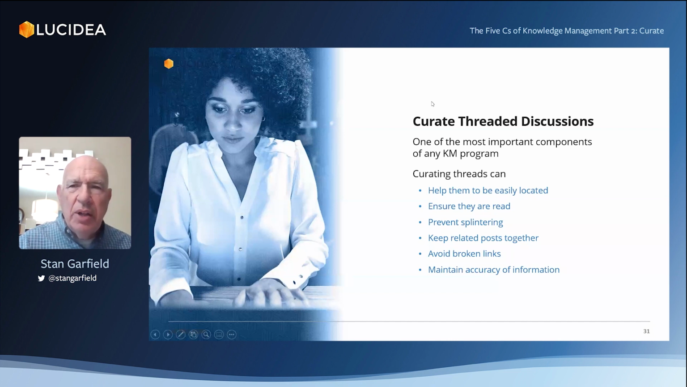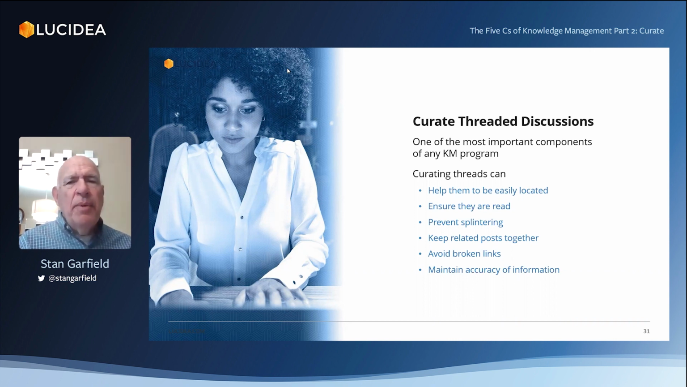The third area we'll talk about is curation of threaded discussions. We've already talked about search results and FAQs, and then there's threaded discussions. In any community, there's going to be discussions, and communities are one of the most important components of any knowledge management program. So there's a lot of good things going on in those communities, and curating the discussions can really help the community to be more effective.